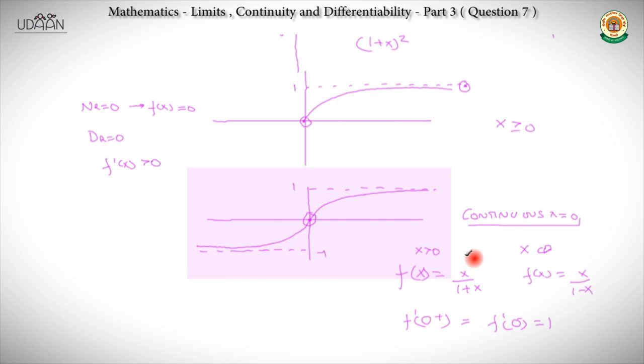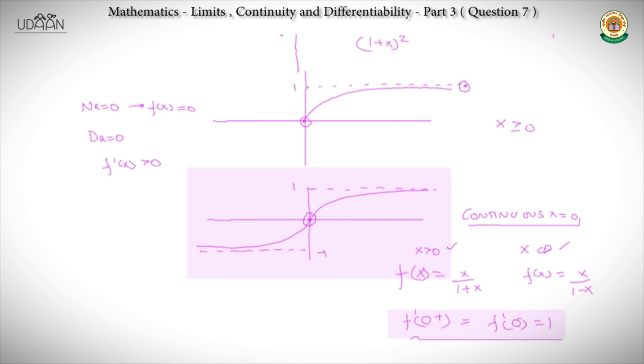Now moving ahead, we have split the function into x greater than 0 and x less than 0. What we are going to do next is directly differentiate and check the differentiability at x equals 0. So we find f dash 0 plus and f dash 0 minus, and both of them come out to be equal to 1, which is a finite value. So we can conclude that it's a differentiable function.